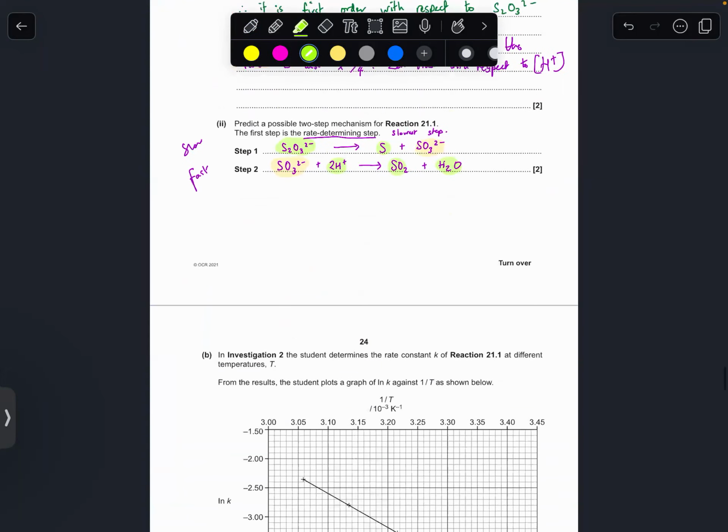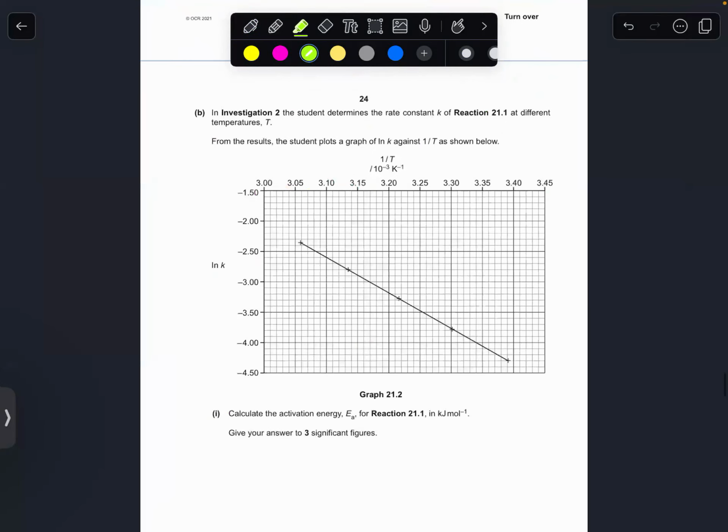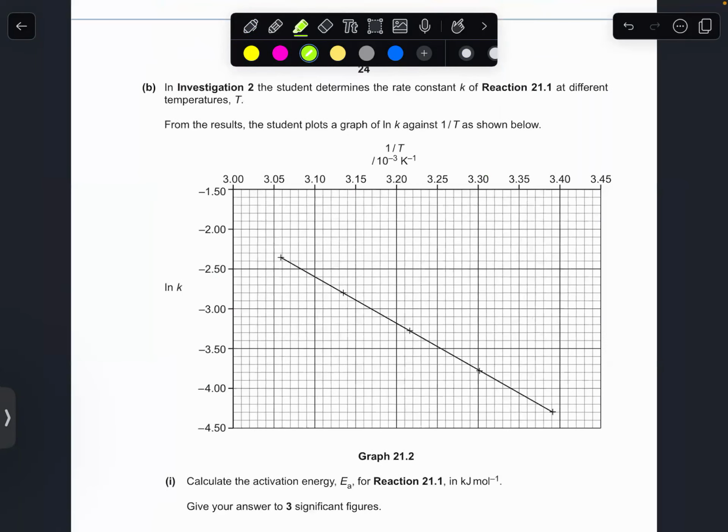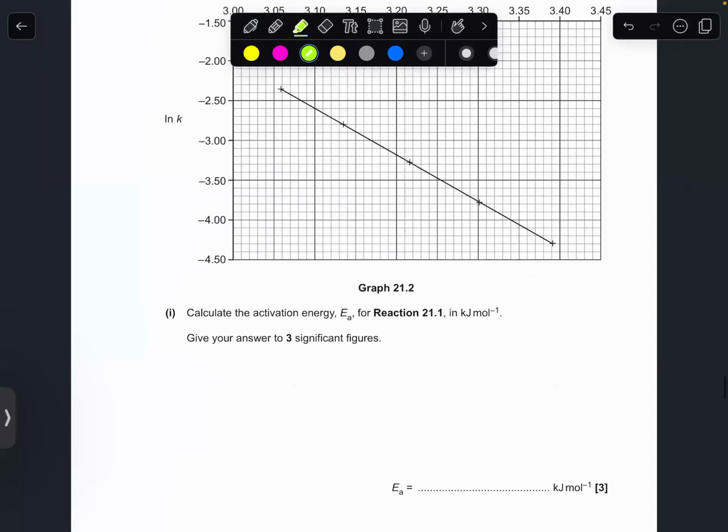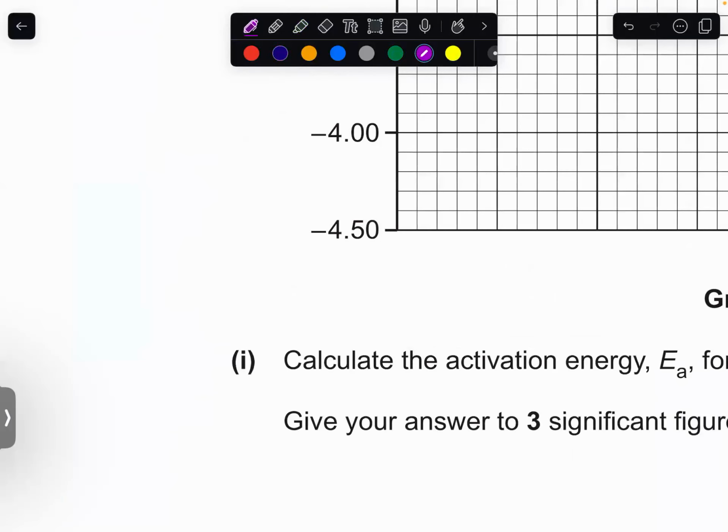Moving on. It says from the results, the student plots a graph of natural log K against 1 over T. So you see, what we're using here is actually the Arrhenius equation. In the Arrhenius equation, what you've got is the following. This is the Arrhenius equation.